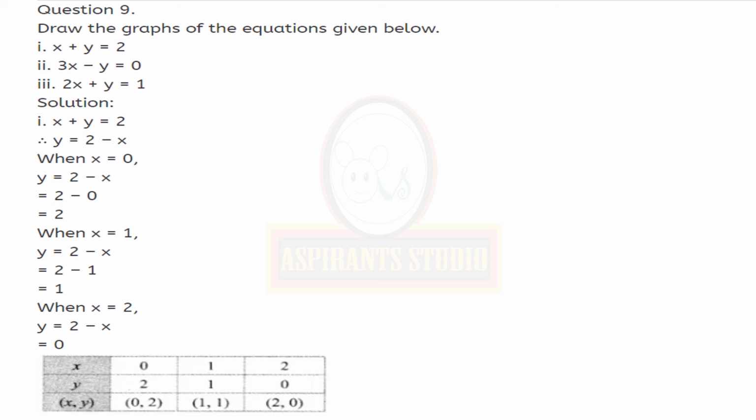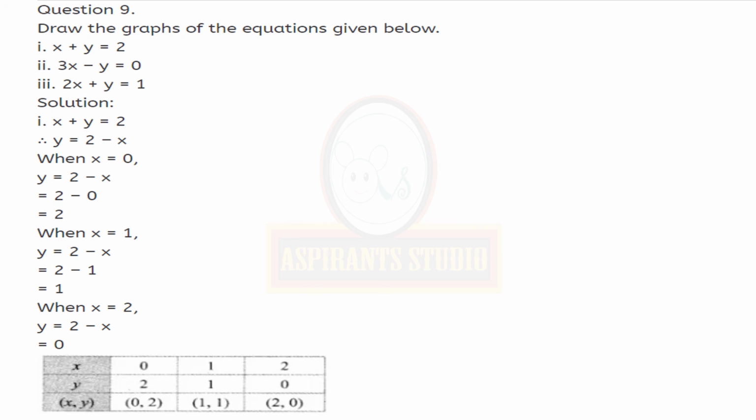You can take any value of x. So we have selected 0, 1 and 2. You can select more values, even minus 1 can be written. You can extend this table and write minus 1 also. So now accordingly calculate the y values. I have taught you how to do it. Then you will get the ordered pairs. Here we are getting the ordered pairs 0, 2, 1, 1 and 2, 0.